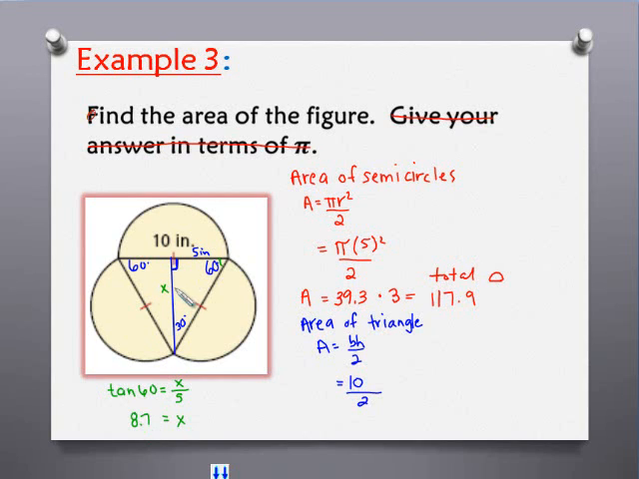Okay, so now I know that the height here is 8.7, and I can plug that into the equation and get the area of the triangle. So 10 times 8.7 divided by 2 is 43.5. Okay, so this is the area of the triangle. I want the area of the whole composite figure, so all I have to do is take the total area of the semicircles and add that to the area of the triangle. We're going to do 117.9 plus 43.5. That equals 61.4. And we are in inches, so this is inches squared.